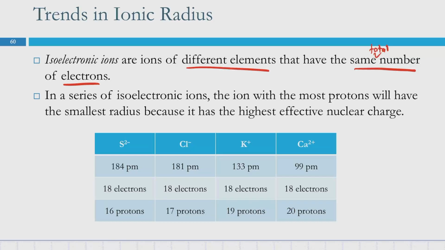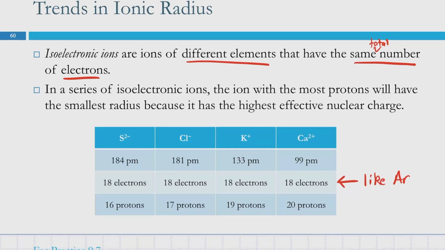Try the red one. So we've got sulfur. That's going to gain 2 electrons, get a 2 negative charge. It's got an argon configuration. Chlorine gains 1, becomes argon. Potassium and calcium lose 1 and 2 respectively to become like argon. So all of these have 18 electrons, like argon. And we can see their ionic size, or their ionic radius.